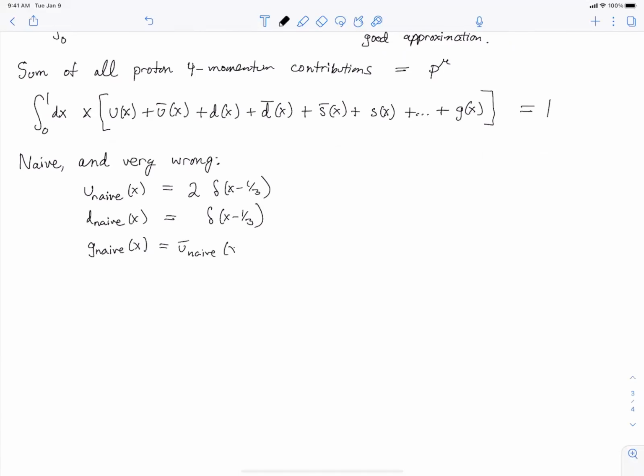So the only reason I'm writing this down is to remark that these would all be 0 according to this naive prescription. And the only reason I'm writing this down is just to emphasize how completely wrong this is. The actual values of the parton distribution functions look nothing like equal sharing of the momenta into 3 parts.